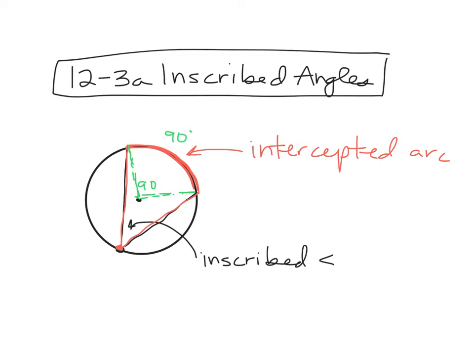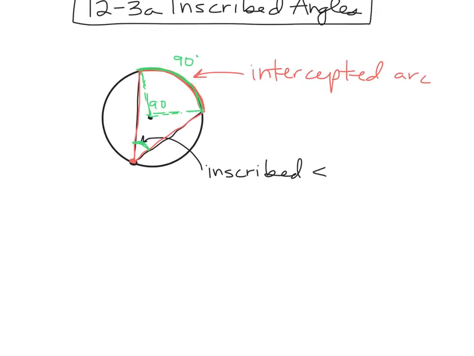Any guesses what relationship this arc might have with this angle? Does that look like a 90-degree angle? It's half, right? So we're going to cut the intercepted arc in half, and that will be the measure of the angle. And that's called the inscribed angle theorem. I'm not going to write it out, but I will draw you a quick picture.